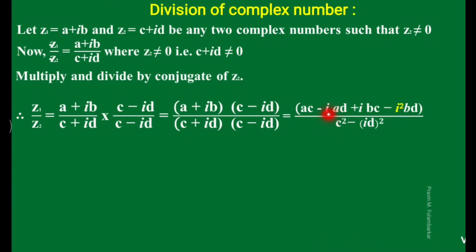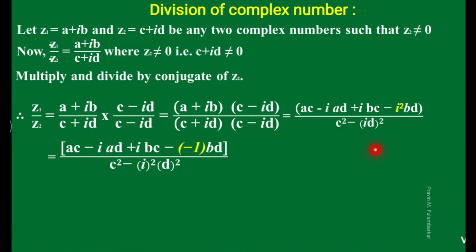So we write first minus i into ad, plus we multiply by ib. So ib into c, we write ibc, then ib into minus id. So we write plus, minus minus, i square and b into d as bd. And in the denominator we use the form a plus b into a minus b as a square minus b square. So we write here c square minus id in brackets, squared. The bracket is important because here in place of b the value is id, and i and d are in product form.